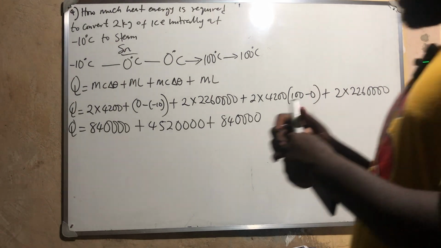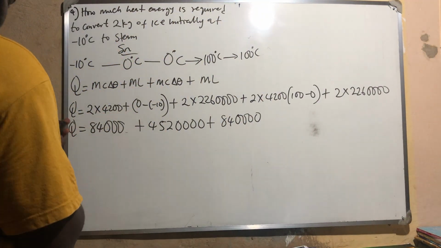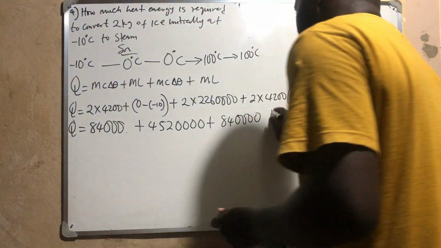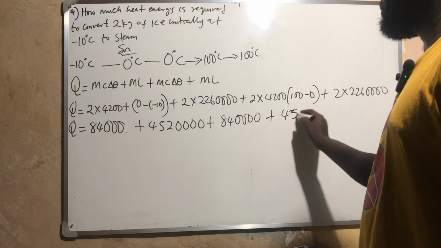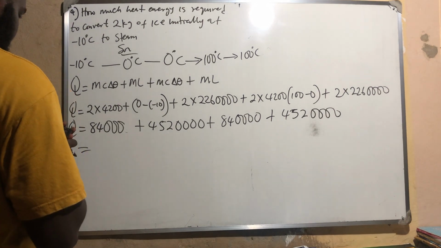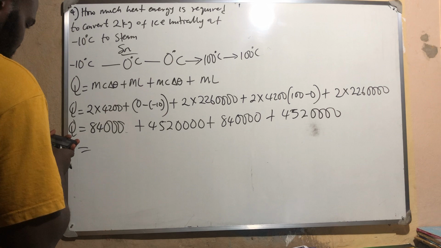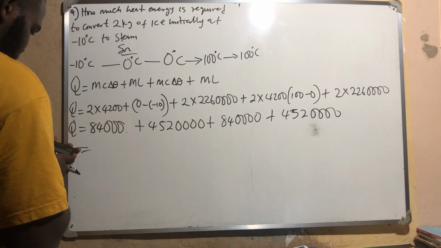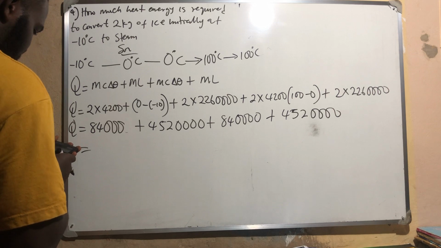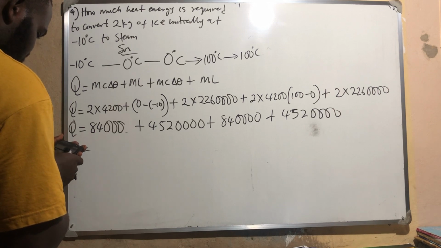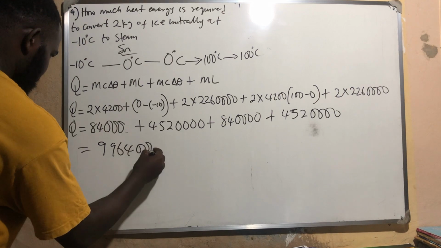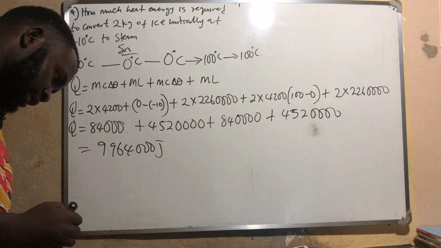Okay? This one is 3 zeros, this is 2 times 4200 times 10. Yes, 3. Why is this one 4? Plus this one is 10 again, 452 with 4 zeros. Okay, so let us add. I have 8400, plus 840000, plus 452 with 4 zeros, plus 452 with 4 zeros. So I have 9964123 in joules. So that is that for that.